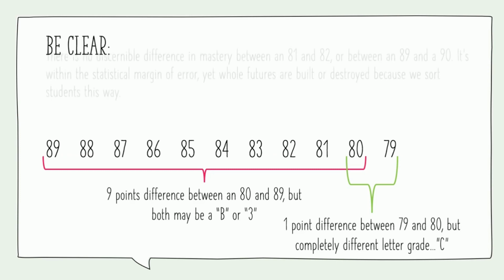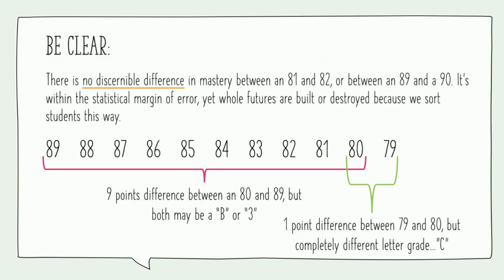Let's be clear. There is no discernible difference in mastery between an 81 and 82, or between an 89 and a 90. It's within the statistical margin of error, yet whole futures are built or destroyed because we sort students this way. And studies consistently show that the more levels you have in a grading scale, the more subjective and less accurate that students' grades are.